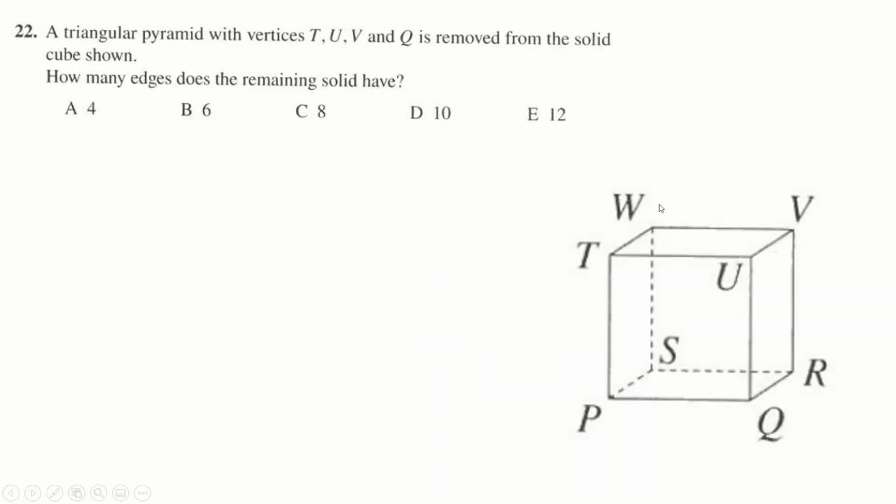Triangular prism is cut out of this thing with corners T to U to V and Q. So this triangular prism is going to be removed to create this shape with a flat diagonal face here.